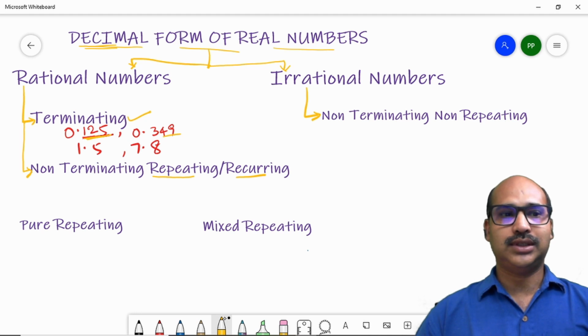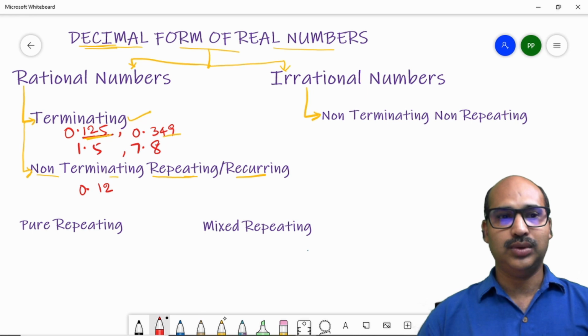Now what is non-terminating, repeating or recurring? The same category, for example, you can consider 0.125 and then 5555.